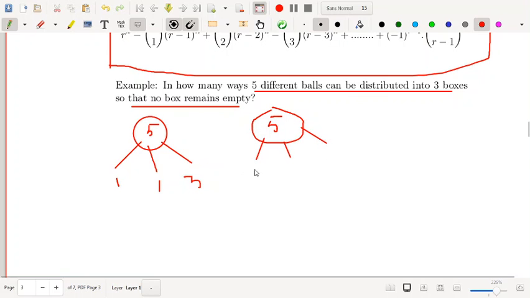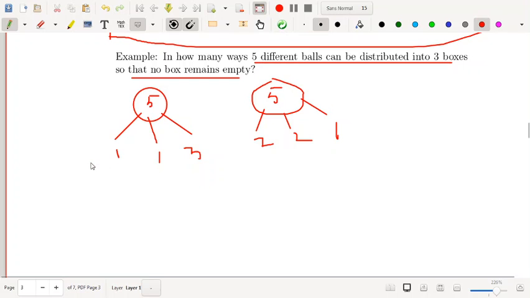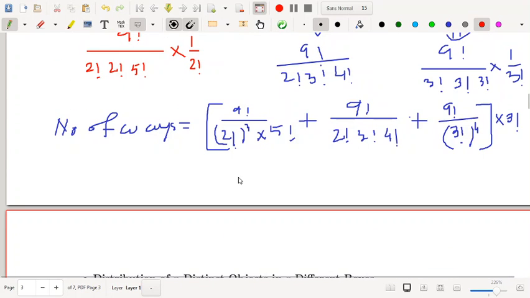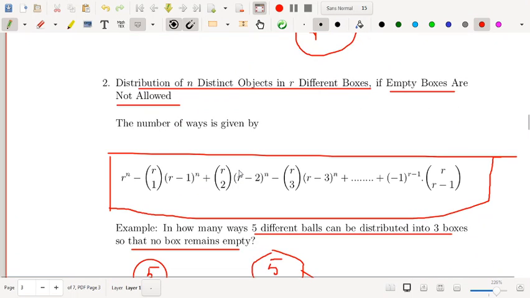Again 2, 2, 1. Okay, clear? So this is the division. Now in the first case, distinct. I am talking about all are distinct. So you cannot apply the previous formula like this. You cannot apply this. This is distinct objects.